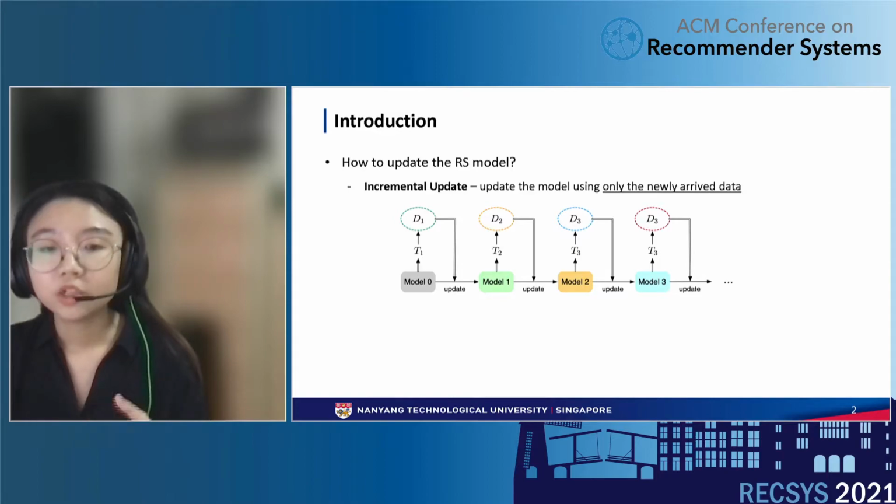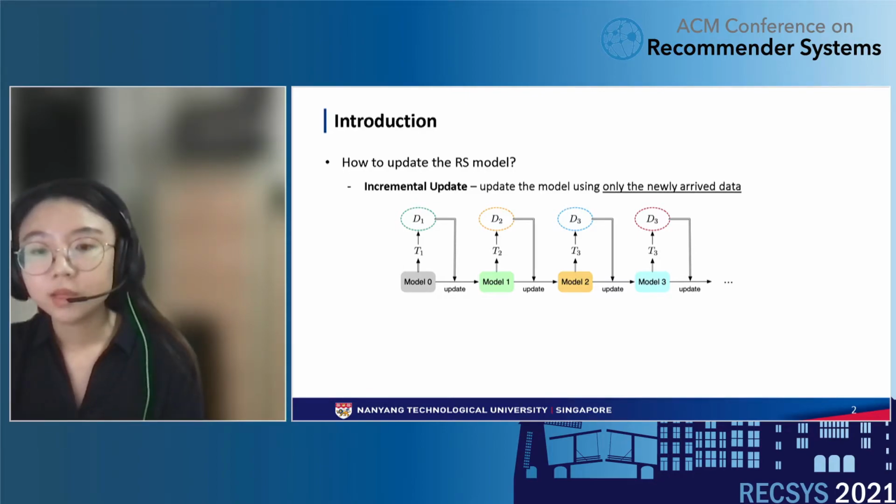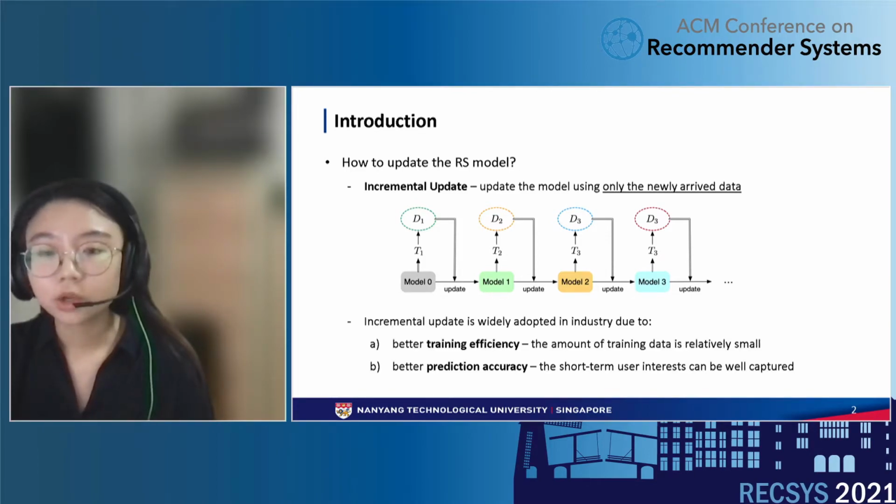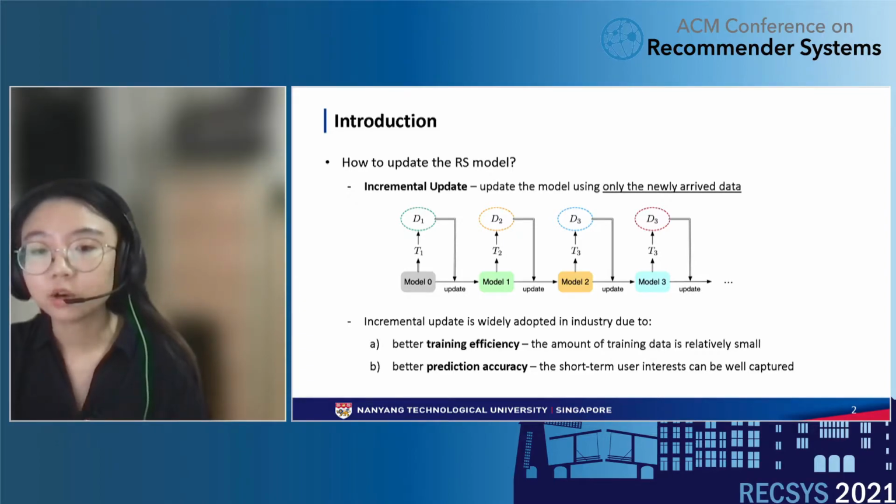There are many strategies to update the RecSys model. One method is to update the model incrementally using only the newly arrived data. That means at each period, we restore the model from the last period and update the model using only the current period's data. Compared to methods that utilize a larger window size or even the entire history, incremental update has efficiency benefits and sometimes better prediction performance.